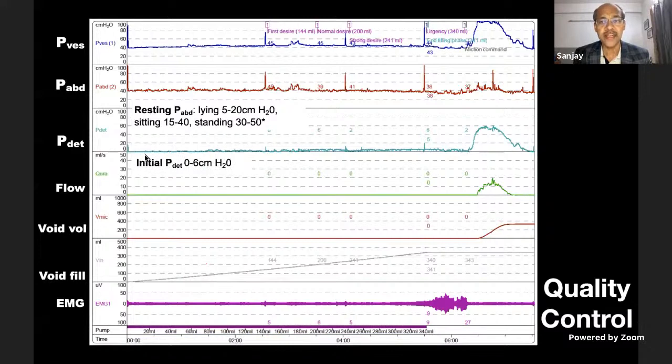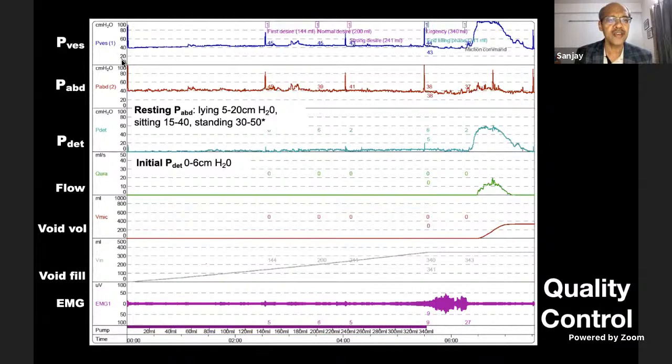You can see the initial P det should be, on the other hand, close to zero. When you subtract these two, it should be close to zero. And this is the one that we are interested in. Now, you might ask me, how does it matter whether you have zeroed these two transducers to the atmosphere or to the patient? Even if you zero to the patient, it won't make any difference to the PDET values. But there are certain situations, for instance, if you're doing an abdominal leak point pressure measurement, where when you look at the abdominal pressure, your recordings would be grossly under-recorded if you had zeroed to the patient.